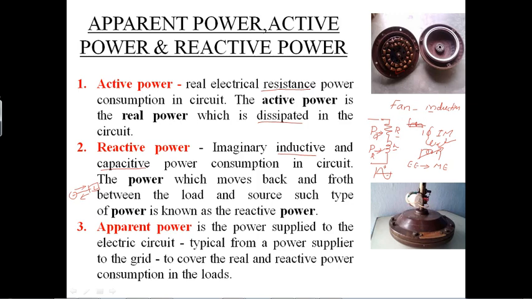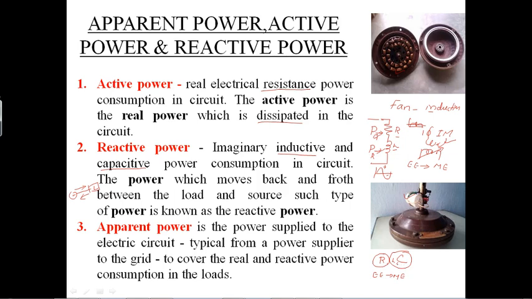Again, for the starting of the fan, we use a capacitance. So starting purpose, we require capacitance. So this is again an RLC combination circuit. Whatever power is consumed by this L and C is known as reactive power, and whatever power is consumed by the resistance, which is used to convert electrical power into corresponding mechanical power, is known as active power.